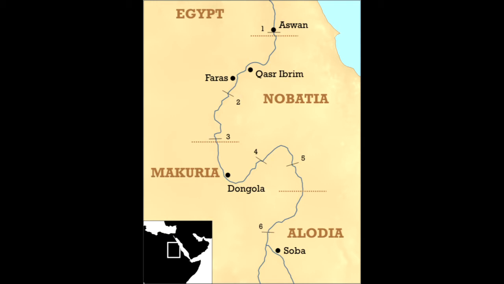The small kingdoms of Nobatia, Makuria, and Alwa emerged along the Nile in the areas of Nubia. By 580 AD, Christianity became the official religion of the Sudan. Islam would sweep over the land in 639 AD. By the 14th century, Islam had full control of the region.